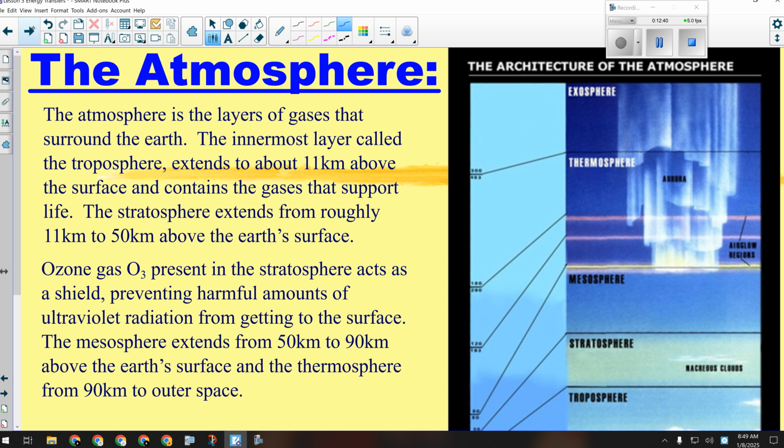Capturing and transferring what? Thermal energy. Which layer is that? I'm not worried about the layers. You don't need to know the layers. I'm just saying the atmosphere in general is important for this. And it's obviously, because it's a gas, very fluid, so it can flow with the second law of thermodynamics.